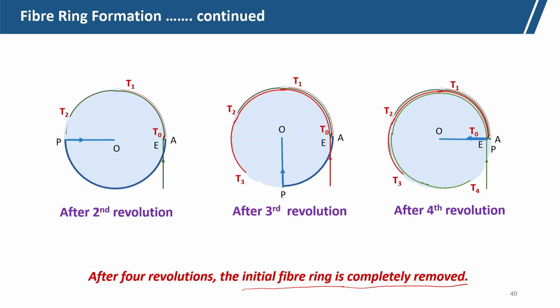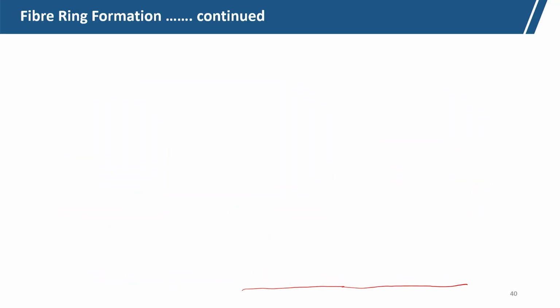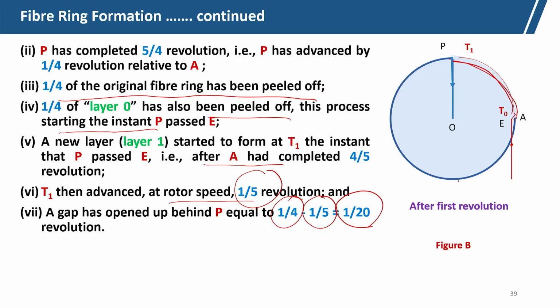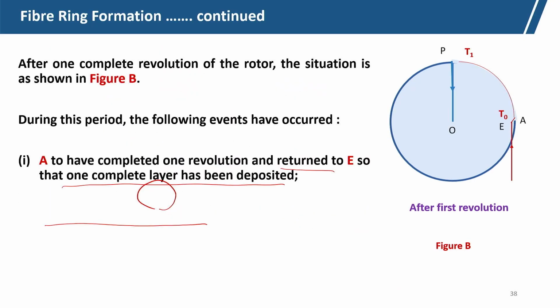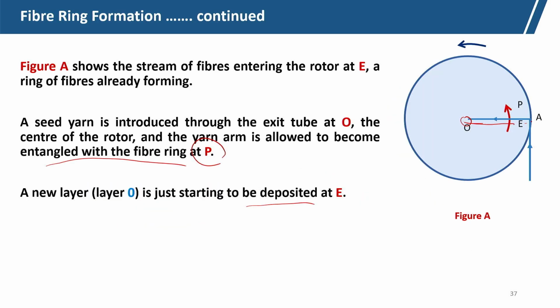That was the initial fiber layer. We can see here the initial fiber layer is shown by the blue color. This is the initial fiber layer, so first we can show this initial fiber layer in blue color.